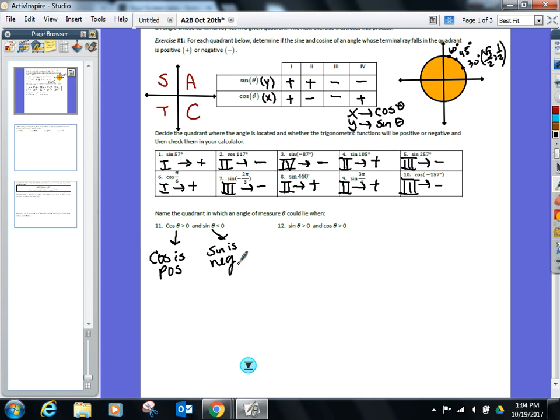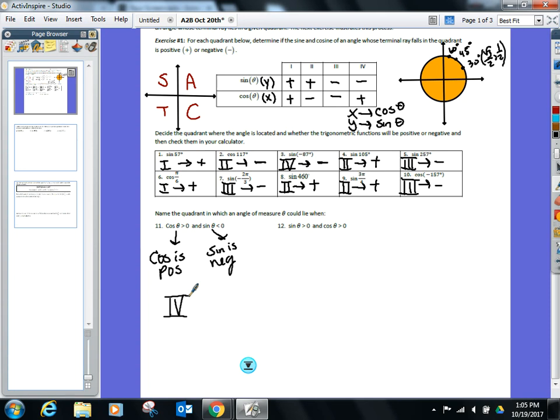So go to your ASTC right now. Find the one and only one quadrant where cosine is positive and sine is negative at the same time. This has to occur. Well, quadrant 1 is out of the question because everything is positive there, so sine wouldn't be negative there. So where's the only other quadrant other than 1 where cosine is positive? That would be quadrant 4. And sine is negative in that quadrant.